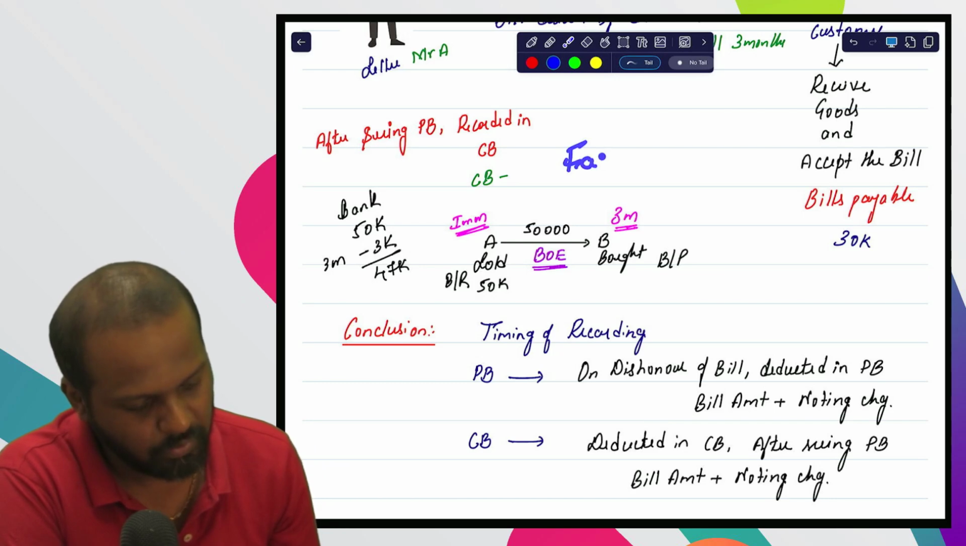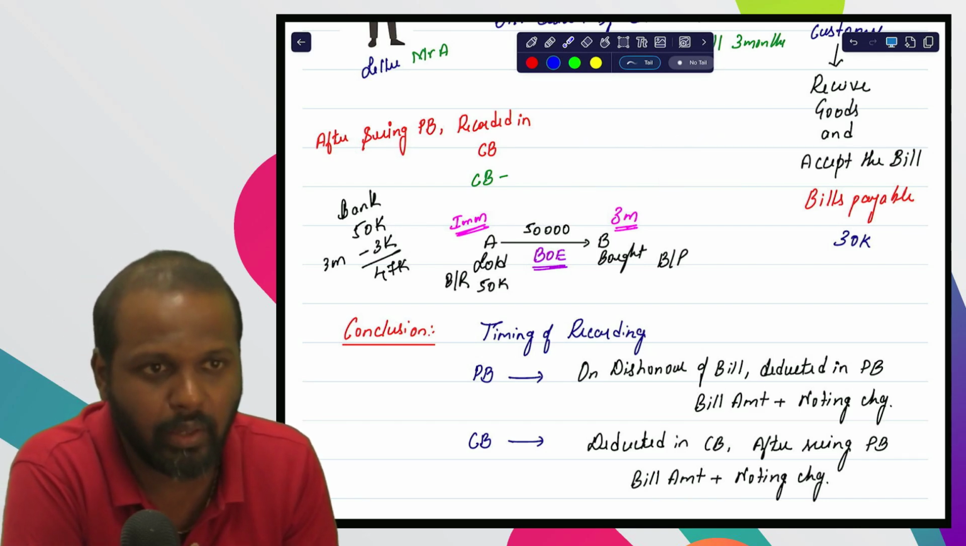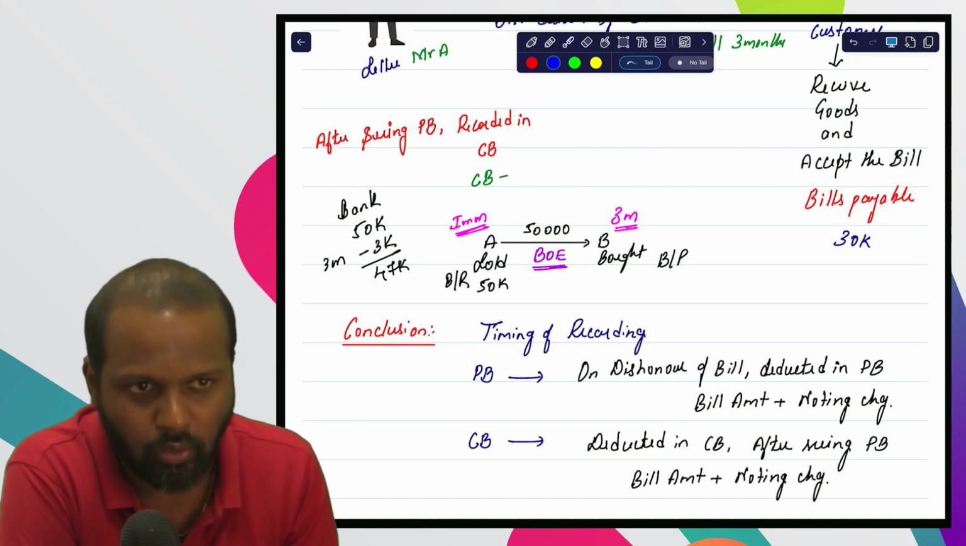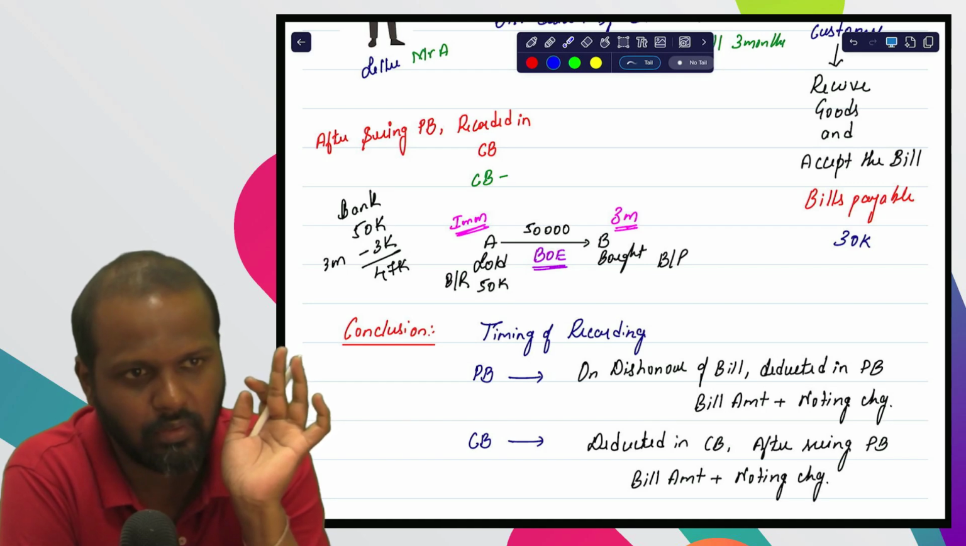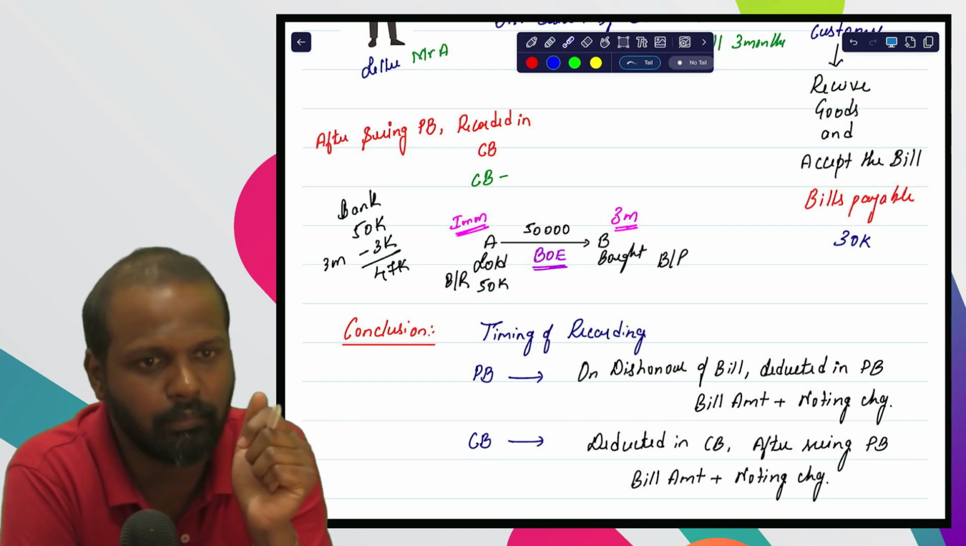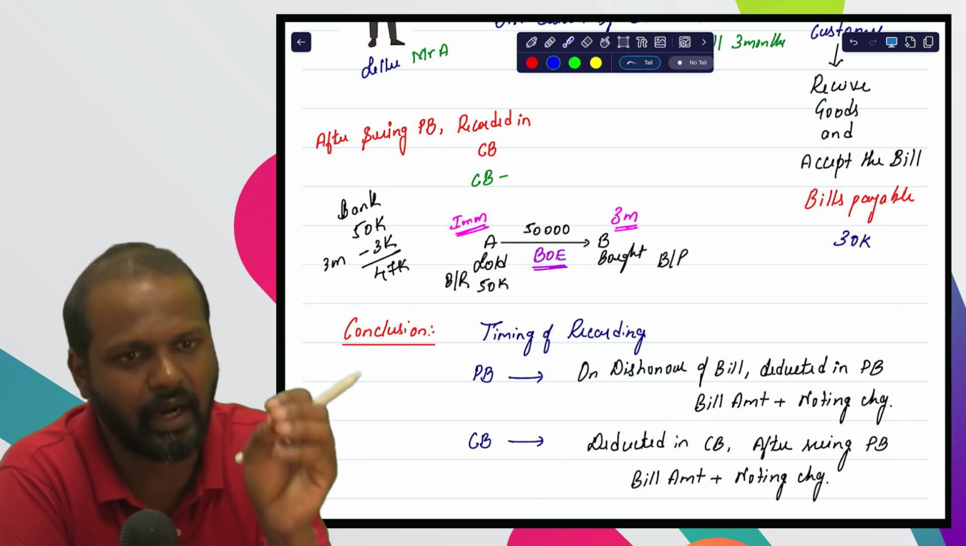What will the notary public do? He will write down the facts of dishonor. What is the reason the dishonor has happened? Why has B not made the payment? What all reasons has B given? Everything is going to be written on a sheet of paper. For that, he is going to charge some nominal amount. Let's say he has charged 100 rupees.